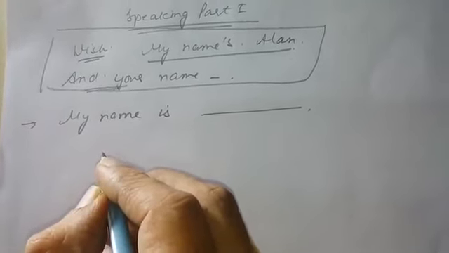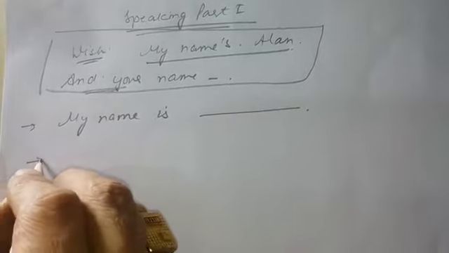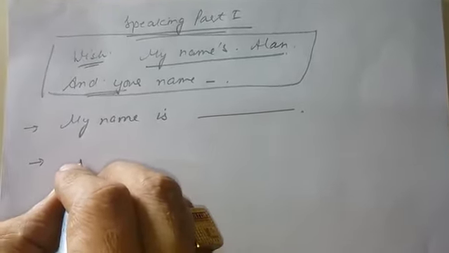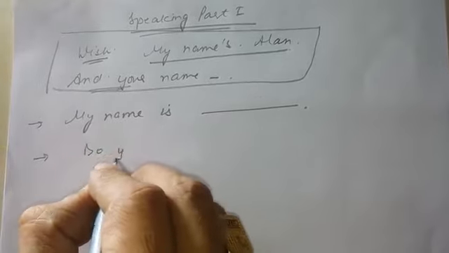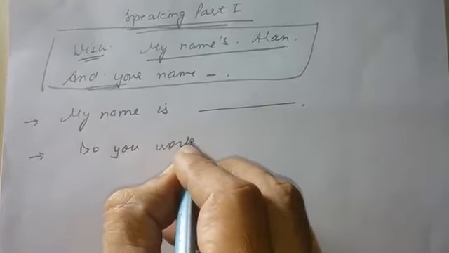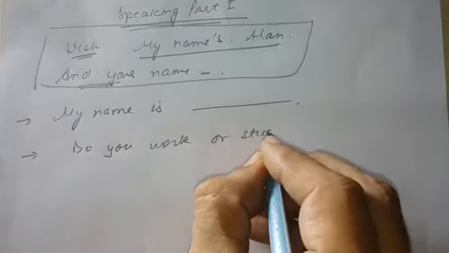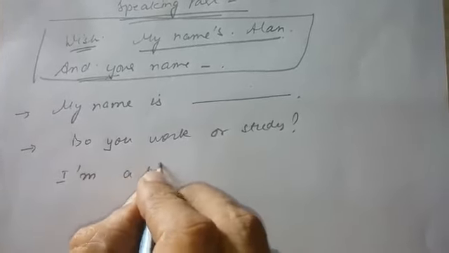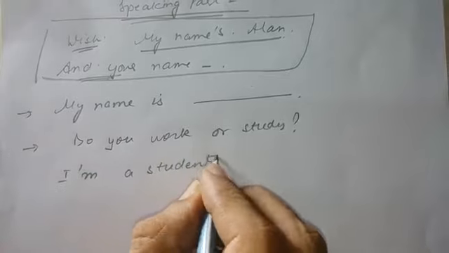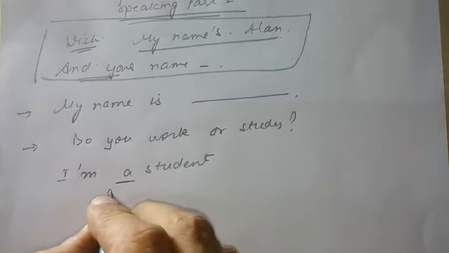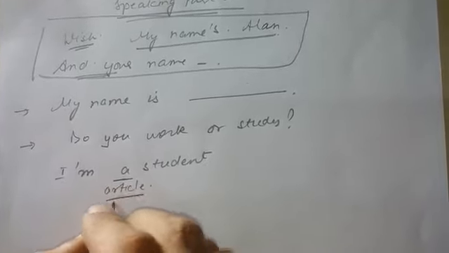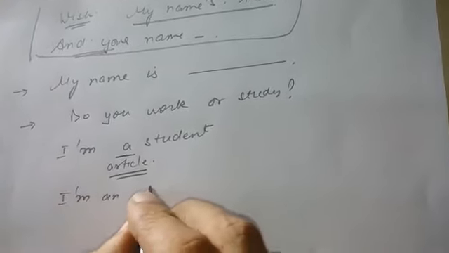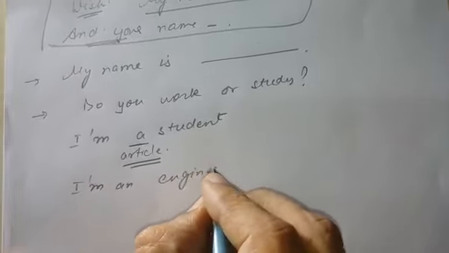Right. After this, if the person is of the student level, they ask, do you work or study? Fine. So this kind of question is there. So we have to give the answer. If you are a student, remember this thing, I am a student. Right. So here I have used the article. It is necessary. If you are working, you say I am an engineer or I am a doctor.